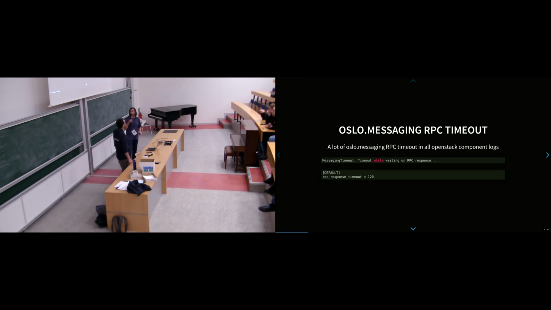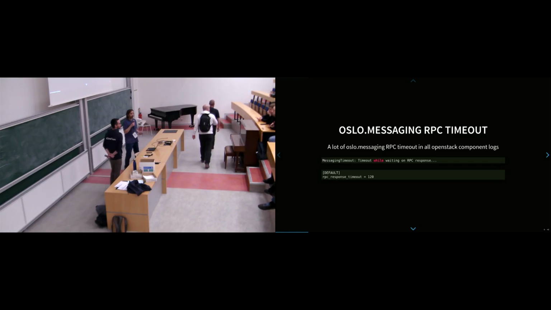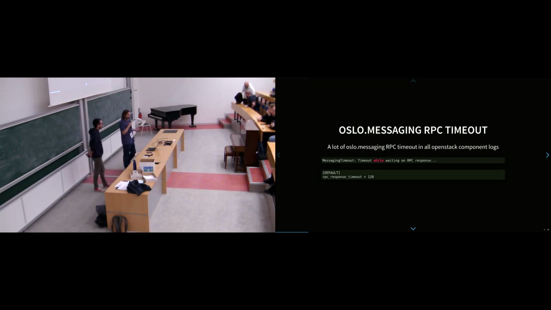First, what we can see when we have some issue on our region is a lot of messaging RPC timeouts. In all OpenStack component logs, we can see those error messages. It means that the component didn't get any RPC reply. So it can be a broker issue. It can also be an OpenStack component issue. But mostly when we experience a RabbitMQ issue, it's full of these logs.